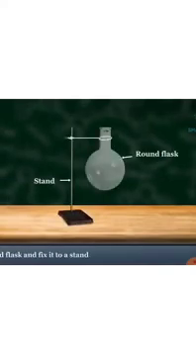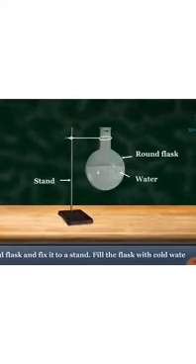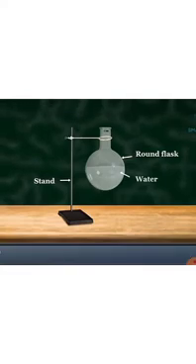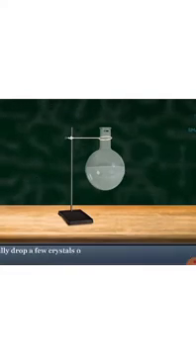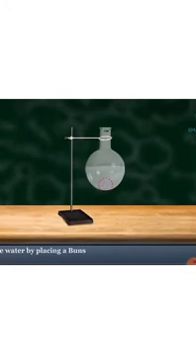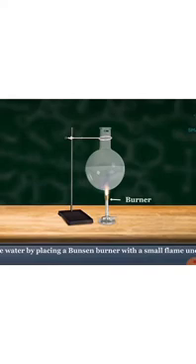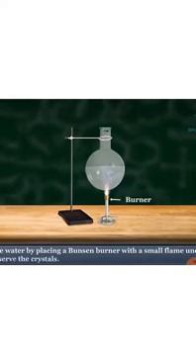Experiment. Convection of heat. Let us learn about convection of heat in water. Take a round flask and fix it to a stand. Fill the flask with cold water. Then carefully drop a few crystals of potassium permanganate to the bottom of the flask. Now heat the water by placing a Bunsen burner with a small flame under the flask and observe the crystals.